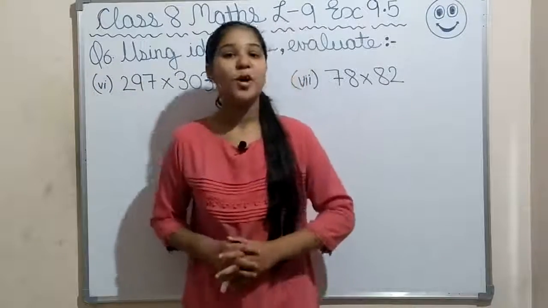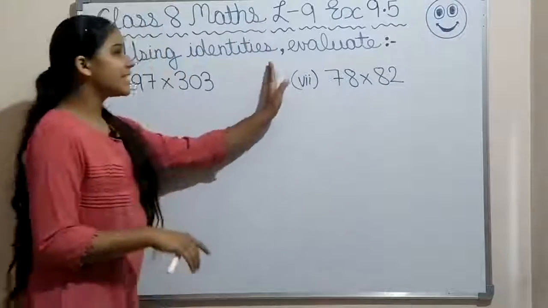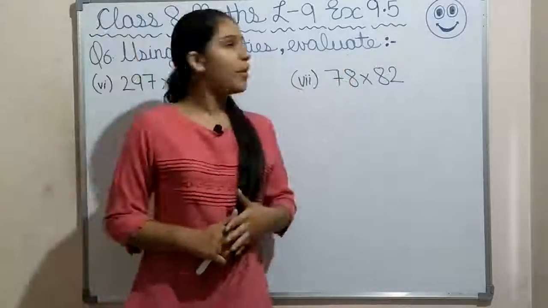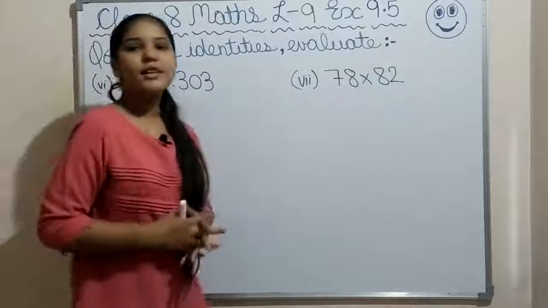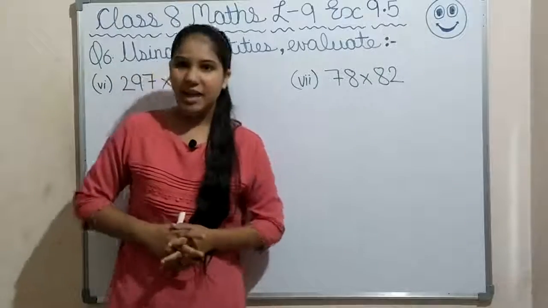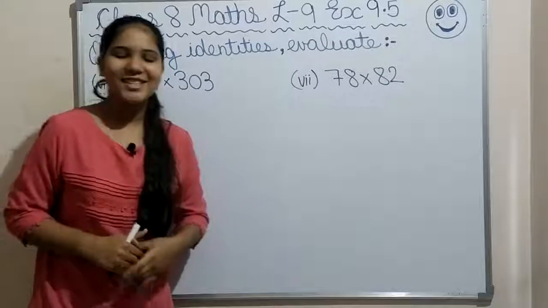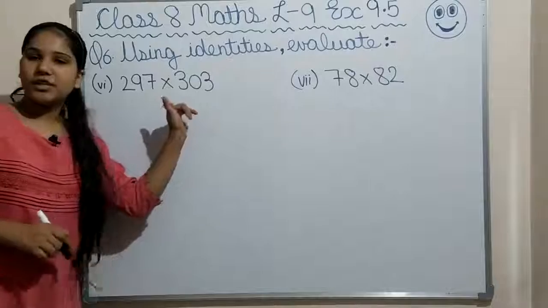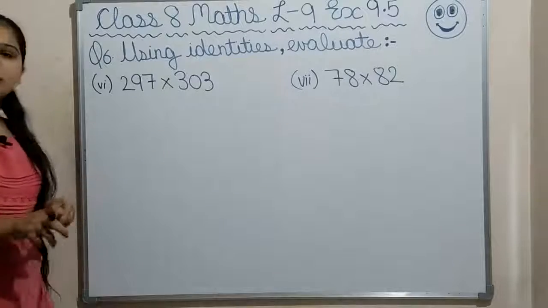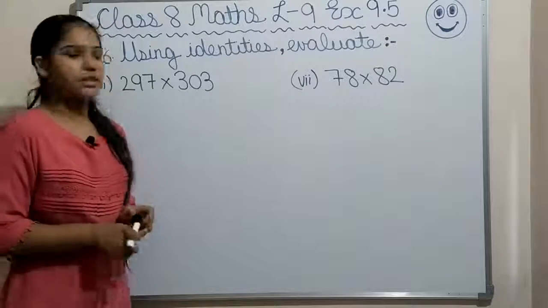Let's start from class 8 maths lesson number 9, exercise 9.5. In this question, using identities, evaluate. Question number 6, half part we have done in the previous video. So let's do the other one in this video. Here, 297 into 303. By using identities, we have to evaluate in this question.